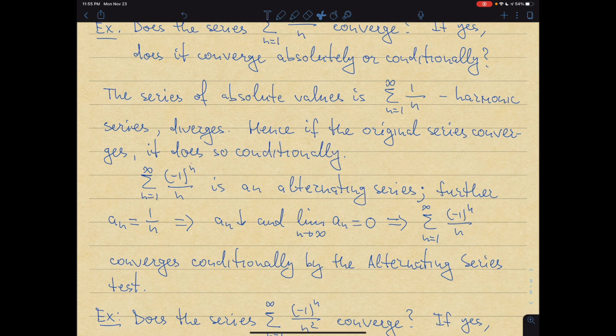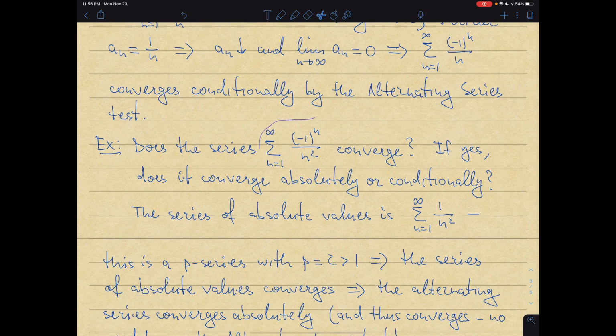Okay, so because it's an alternating series, I can try to apply the alternating series test. What is a_n in this case? It's 1 over n, right? Once I remove minus 1 to the n. And 1 over n certainly is a decreasing sequence, and its limit is 0. The limit of 1 over n is 0. So that means that the conditions of the alternating series test are met, and so therefore my alternating series converges, and it must converge conditionally because the series of its absolute values does not converge.